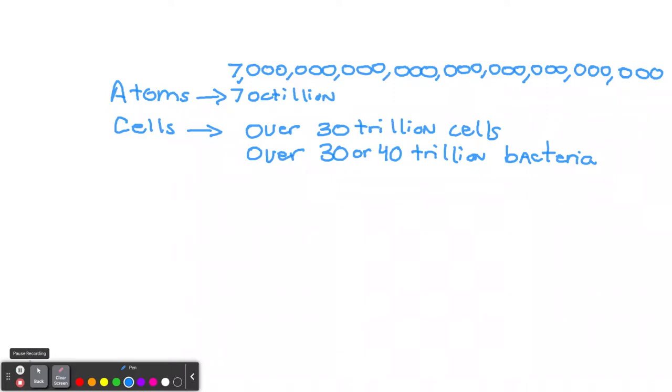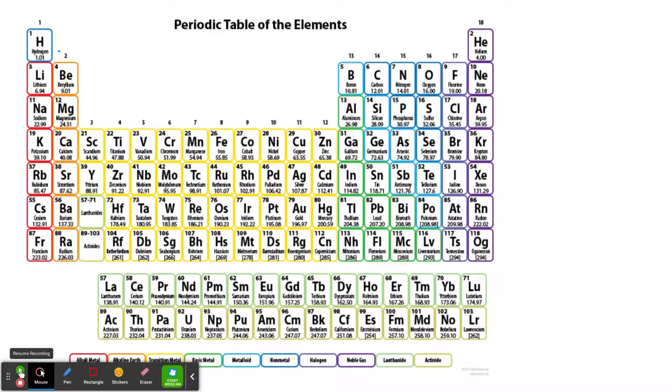So let me bring up the periodic table. We're going to just talk briefly about the periodic table because we'll talk more about that when we talk about chemistry videos. But we're going to talk about the periodic table and a certain amount of elements that are vital for the human body. All right, and here's our table.